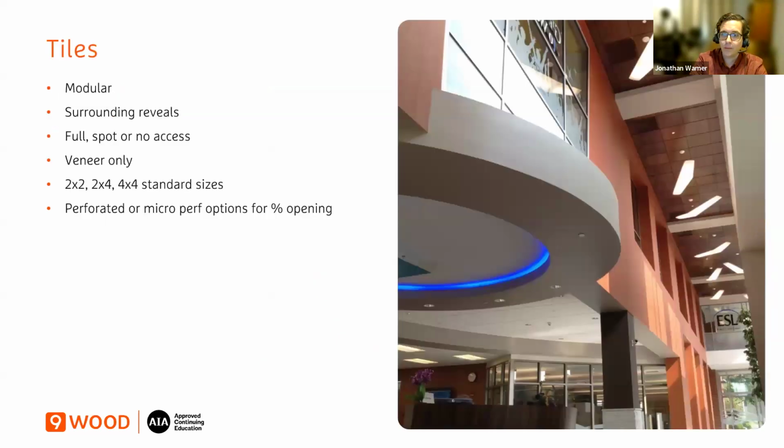Tiles are modular, and you can get any size you want out of a 4x8 sheet. Just remember that obviously the yield matters. So 4 foot 1 inch is going to be more expensive because it's going to have more waste. You're going to have surrounding reveals around the system, and you have full, spot, or no access. There's a lot of different accessibility choices depending on what you need or what your client needs. It's veneer only.